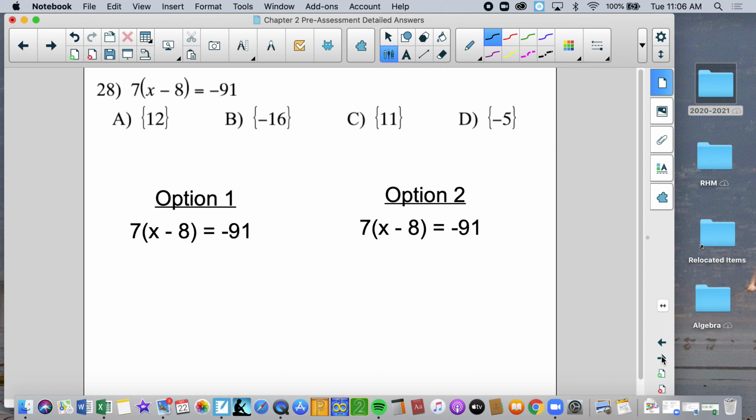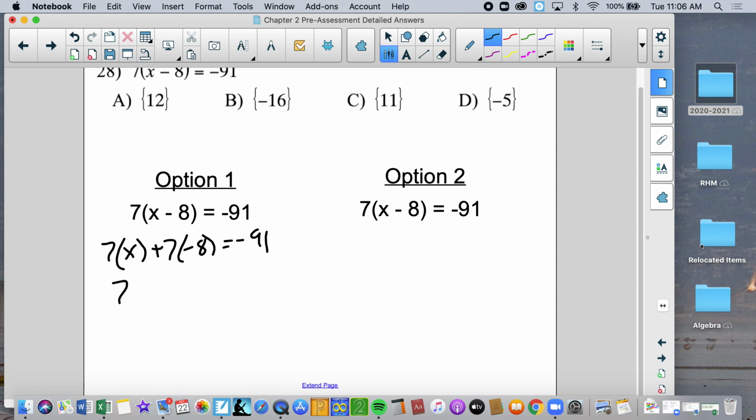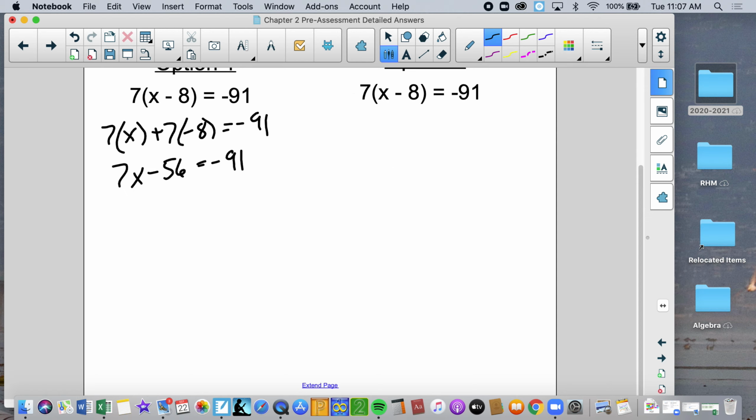Number 28. We again can distribute 7 times x plus 7 times negative 8 equals negative 91. 7x minus 72 equals... 56, Mr. Mac. Minus 91. My brain talked to me. I said, I don't think it's 72. That doesn't make sense. I sort of had a pause. I didn't feel good about it. That's why I stopped and checked my work.